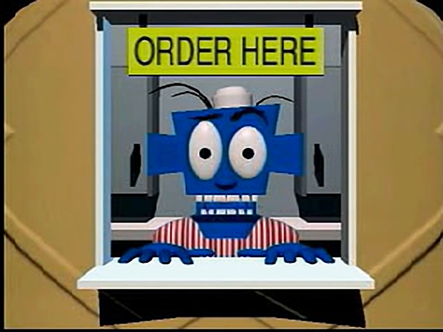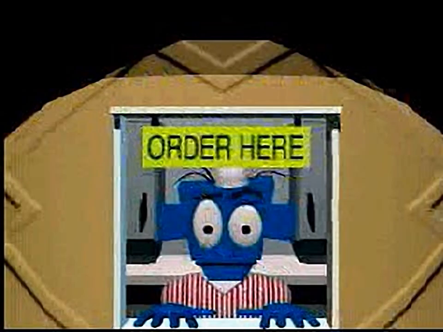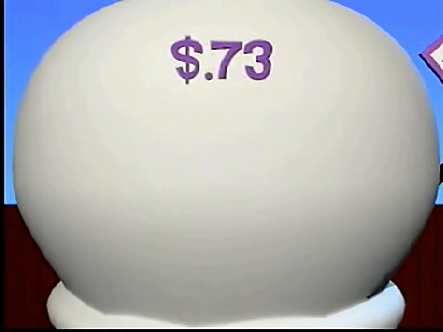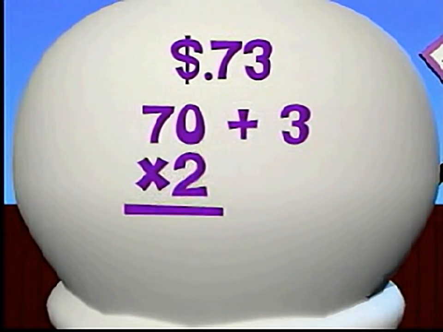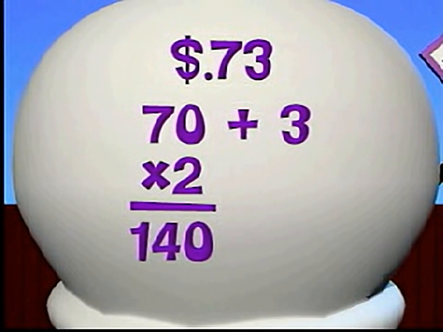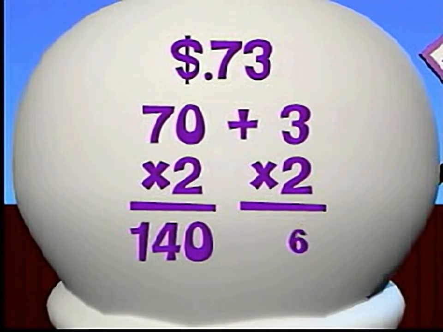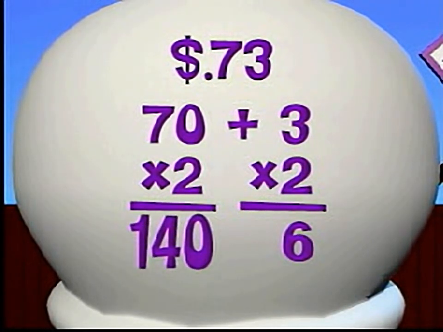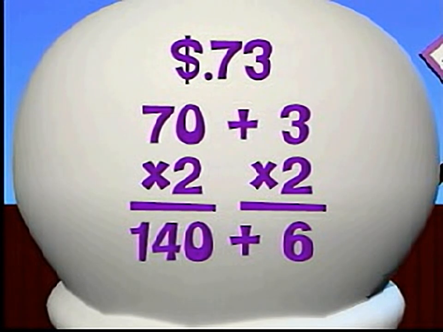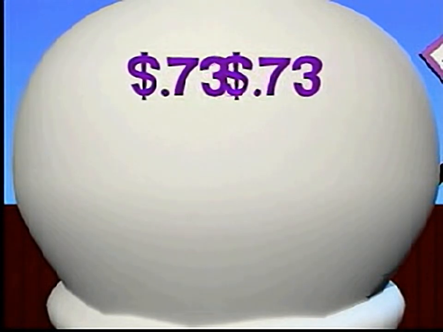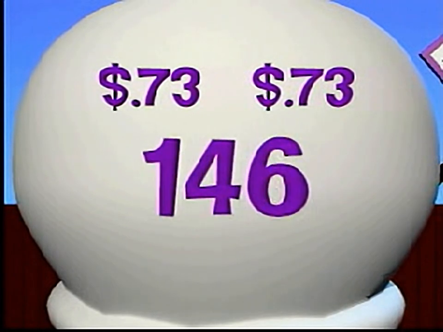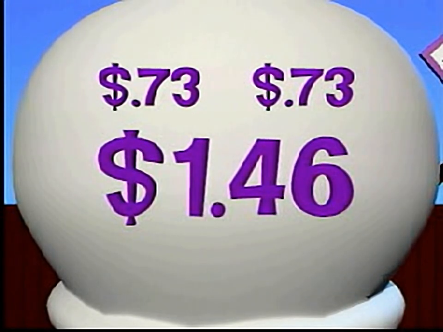Anyway, about doubling numbers. Say I wanted a double dip ice cream cone. Each dip costs 73 cents. An easy way to double the price is to think of 73 as 70 plus 3. Doubling 70 is 140. Then doubling 3 is 6. Now add 140 plus 6. So 73 doubled is 146, or $1.46.